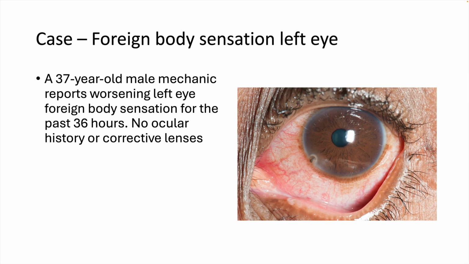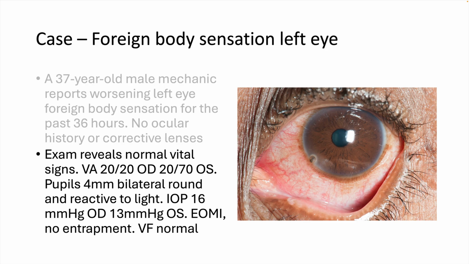A 37-year-old male mechanic reports worsening left eye foreign body sensation for the past 36 hours. No ocular history or use of corrective lenses. Exam reveals normal vital signs. Visual acuity is 20/20 right eye, 20/70 left eye. Pupils are 4 millimeters bilaterally, round and reactive to light. Intraocular pressure is 16 millimeters of mercury right eye and 13 millimeters of mercury left eye. Extraocular movements are normal, no evidence of entrapment, visual fields are normal.